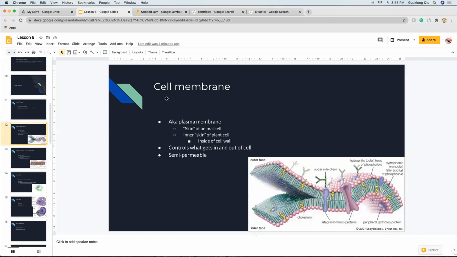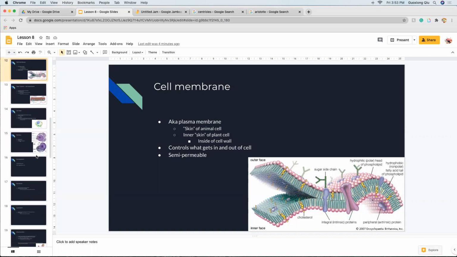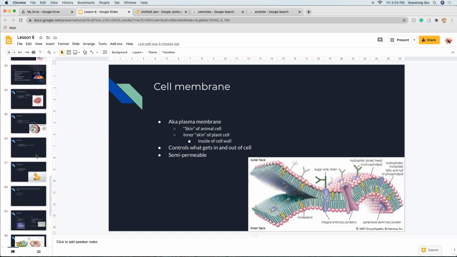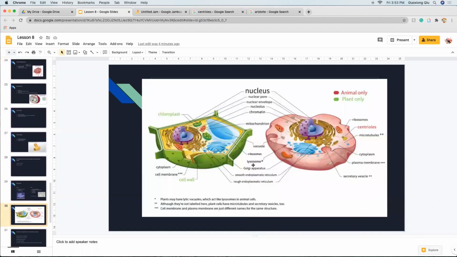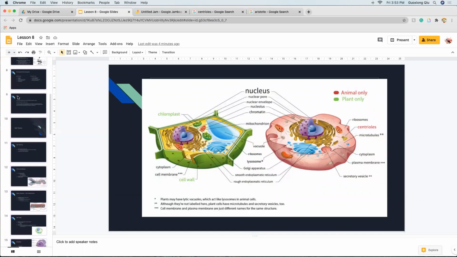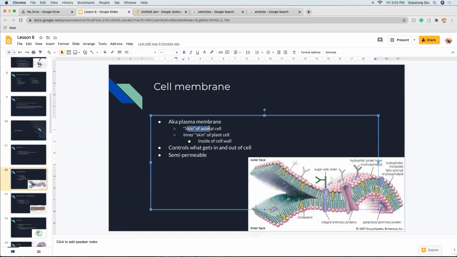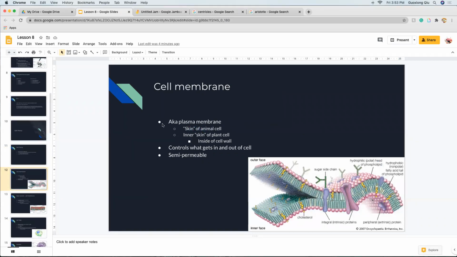All right, cell membrane. So the cell membrane is a part of the cell. Here's my cell image example. The cell membrane is just like the skin of a cell. That's a better metaphor. It's also known as a plasma membrane, and although it's the skin of an animal cell, for the plant cell it's actually the inner skin, because the plant cell kind of has two skins.